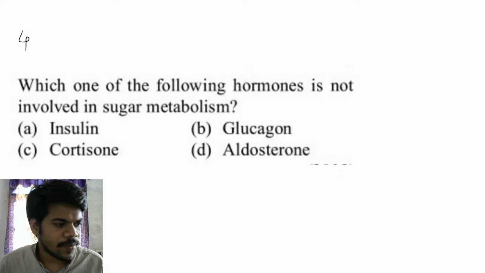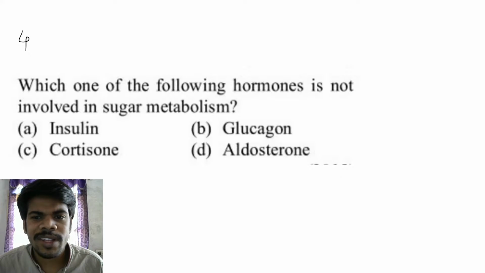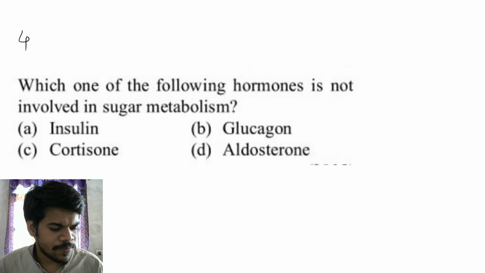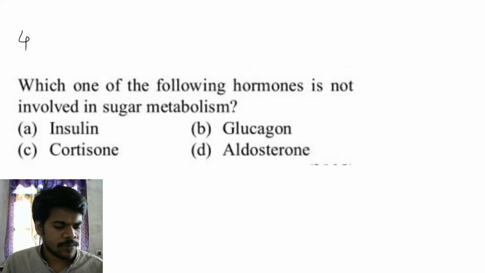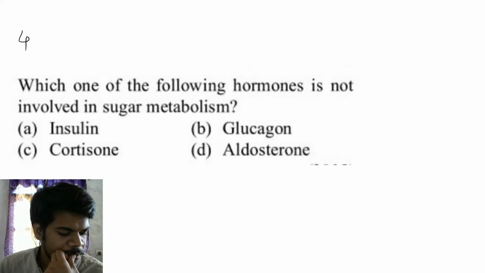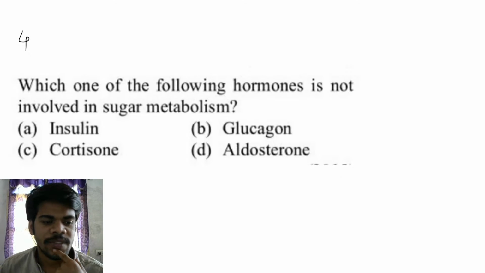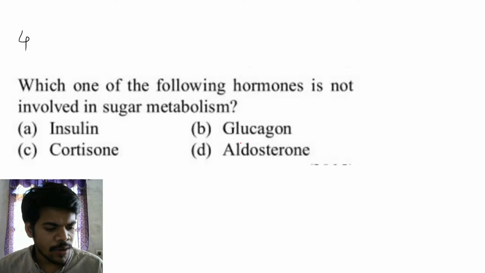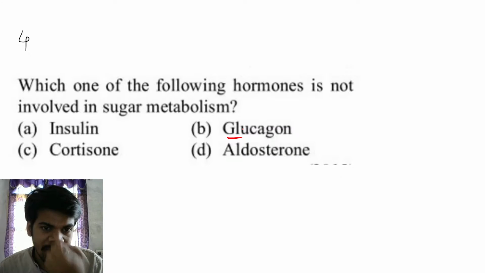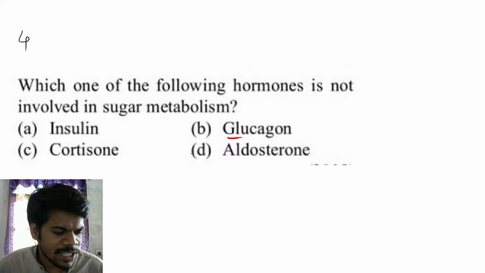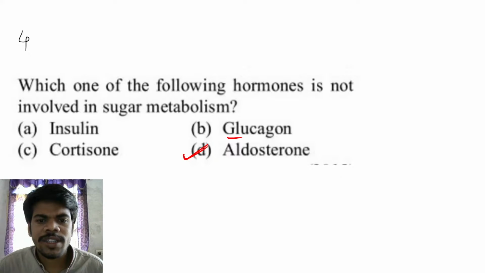Fourth question. Which one of the following hormones is not involved in sugar metabolism? Glucagon, thyroid, the name itself says it is a glucose related hormone, and sugar is nothing but glucose. So for this the right answer is aldosterone. Excellent. Aldosterone is the right answer.